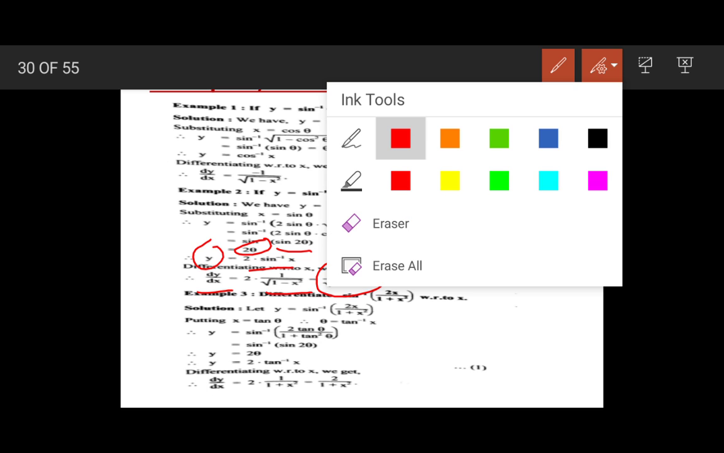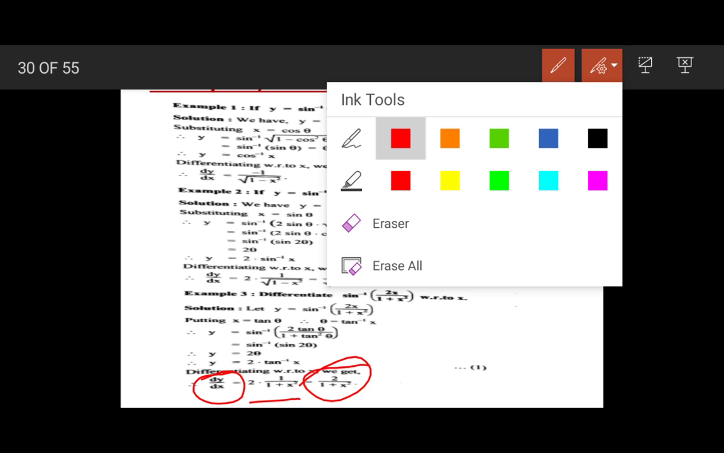Okay. Let's see one more example. Third example, differentiate sin inverse 2x upon 1 plus x square. Here we have to substitute x as tan theta. So theta will be tan inverse x. So what we will get? We will get sin inverse 2 tan theta upon 1 plus tan square theta. And this is nothing but the formula of sin 2 theta. So finally we will get sin inverse sin 2 theta, and that is equal to simply 2 theta.